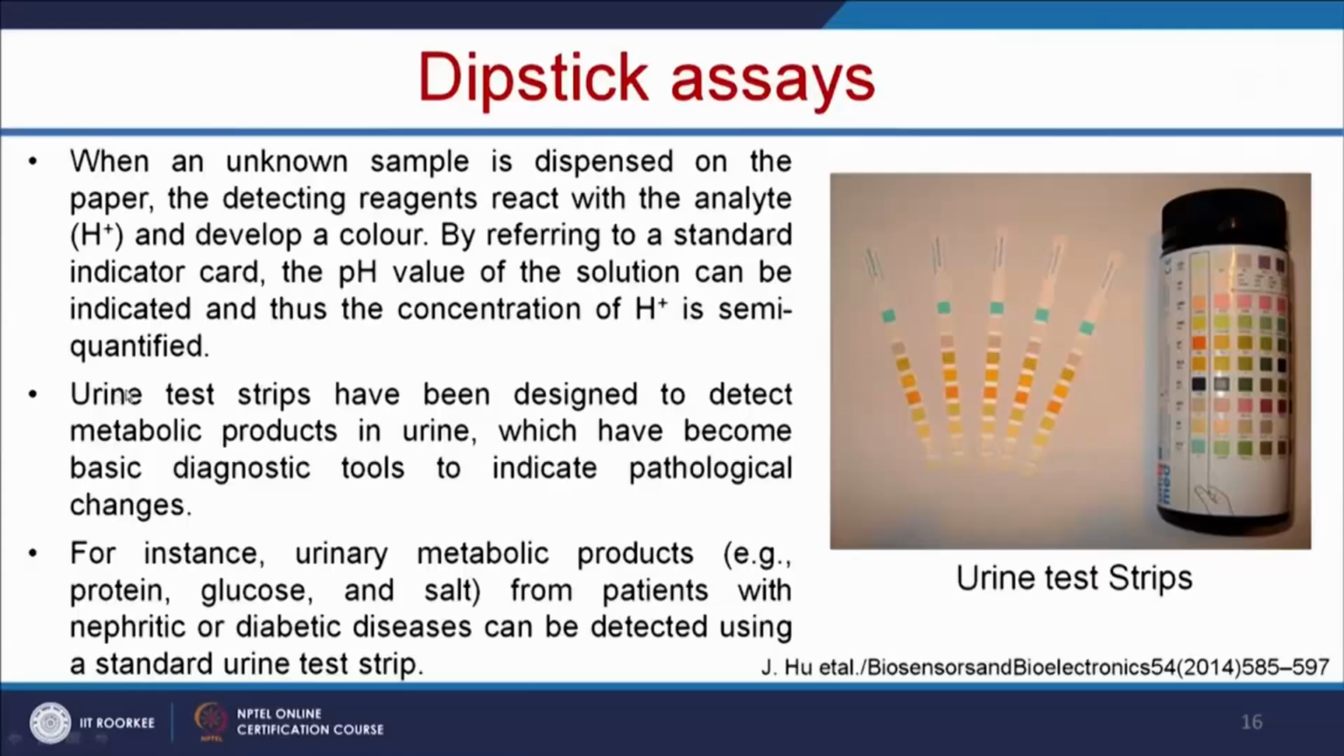And similarly, another example is urine test strips. They have been designed to detect the metabolic products in the urine, which have become basic diagnostic tools to indicate pathological changes. For example, urinary metabolic products like glucose, protein and salt from patients with nephrotic or diabetic disease can be easily detected using a standard urine test strip. We can dip this kind of urine test strip in the urine sample of the patient, and we can easily analyze the presence of glucose or protein or the salt.